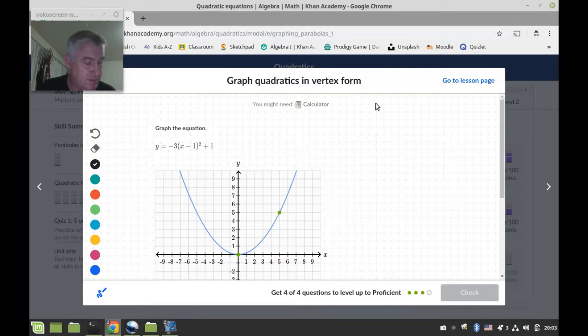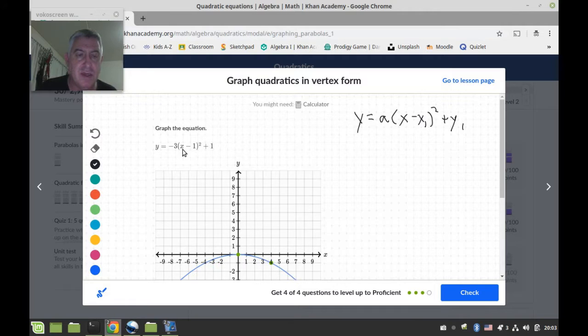Okay. Here we go. y equals a times x minus x1 squared plus y1. My coefficient here, a, is negative 3, so I know it's going to open down. Okay, and I have x minus 1, so x1 is 1, and plus 1, plus y1, I know my y is 1, so my vertex is at 1, 1.